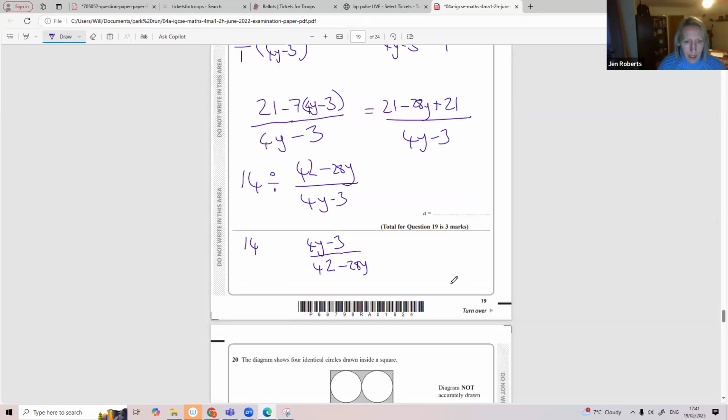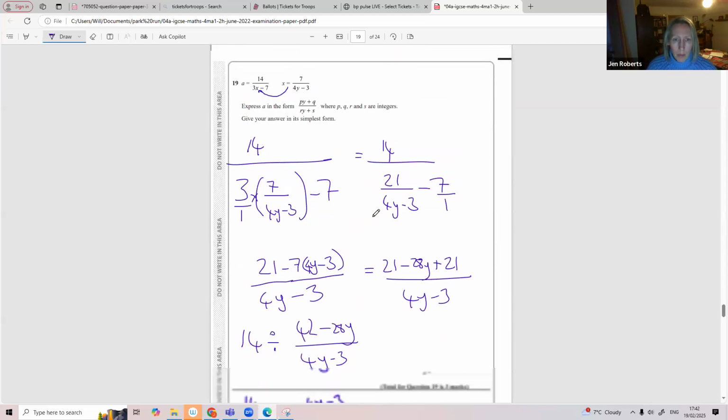As you can see, it's quite easy to make mistakes with these questions. So keep, flip, change. I'm going to change this into a times. And again, put it over 1, multiply your numerators. I'm not going to actually multiply that though, because I can see here I can factorize this 42 minus 28y by taking out 14, I think, is the highest common factor. 42 divided by 14 is 3. 28 divided by 14 is 2. These cancel, so I'm left with 4y minus 3 over 3 minus 2y. So put it in that form.